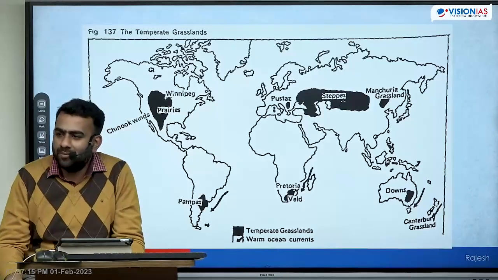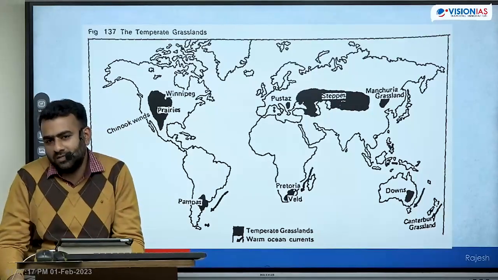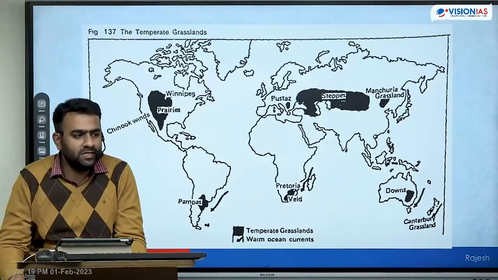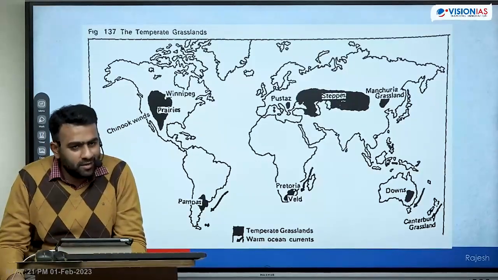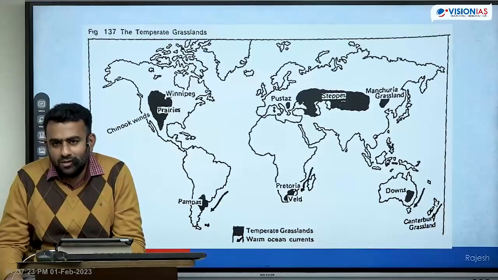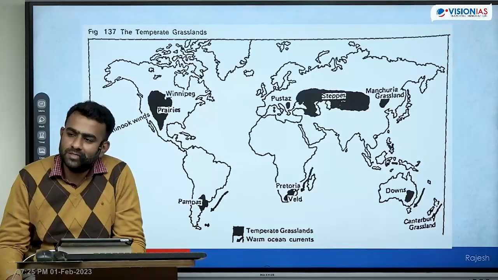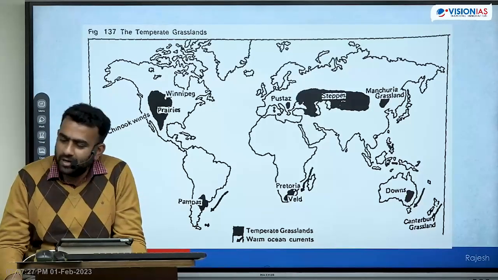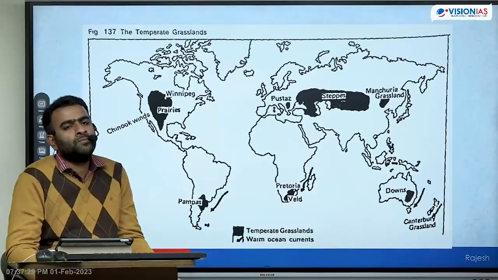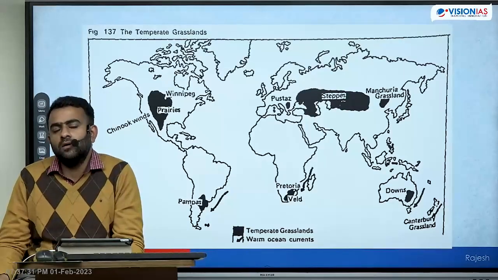It will not happen in western margin nor eastern margin. In both the margins, there is influence of ocean. Temperature will not drop too much. Whereas continental interior, temperature drops too much. It gets covered with snow. ठीक है.